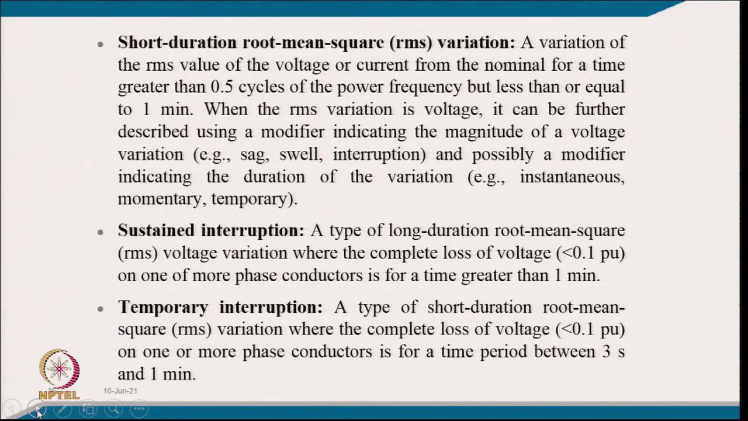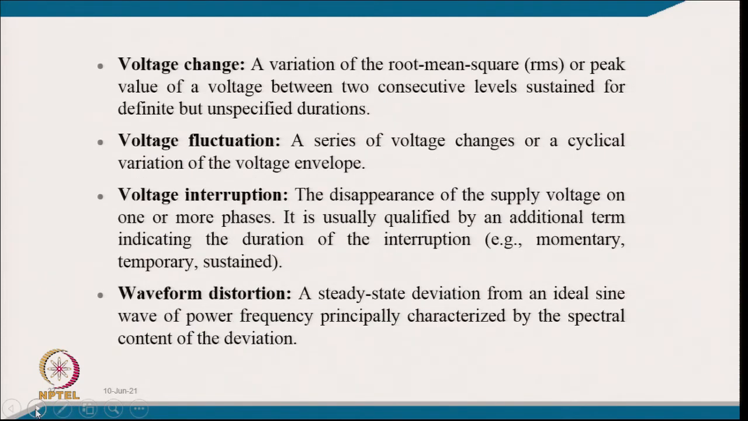And temporary interruption, a type of short duration variation, is the complete loss of voltage on one or more phase conductors for a time of 3 seconds to 1 minute. Then the voltage change is a variation of the RMS voltage or the peak voltage between two consecutive levels sustained for a defined but unspecified duration. Then voltage fluctuations are a series of voltage changes or cyclic variation of a voltage envelope. And voltage interruption is the disappearance of supply voltage on one or more phases, usually qualified by an additional term including the duration of interruption, like momentary, temporary or so.